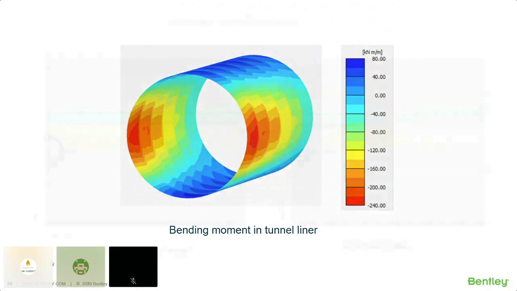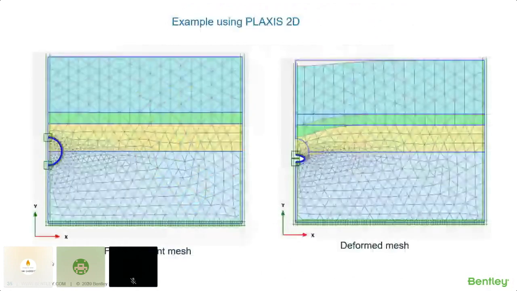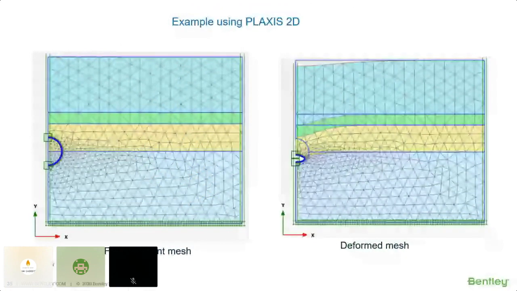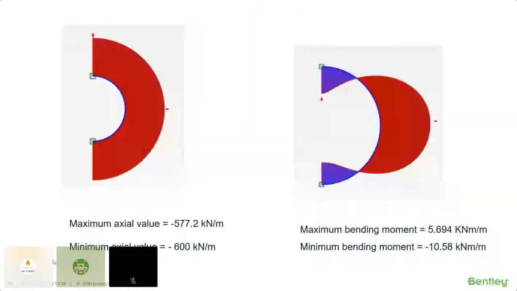Now we can see a few other examples. Compared to the 3D model, the PLAXIS 2D model is faster and simple, and it's very useful when you are mainly looking at the profile, the cross section settlement, or the axial force or structural forces in your tunnel lining. So here you can see we have our axial force values, as well as the bending moment values.